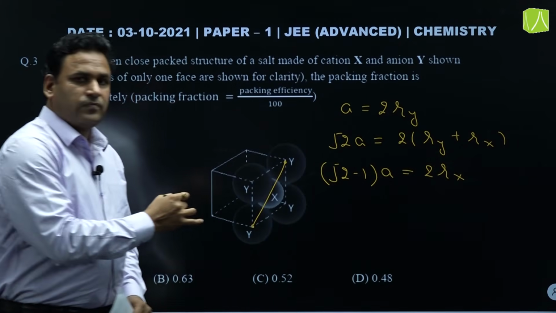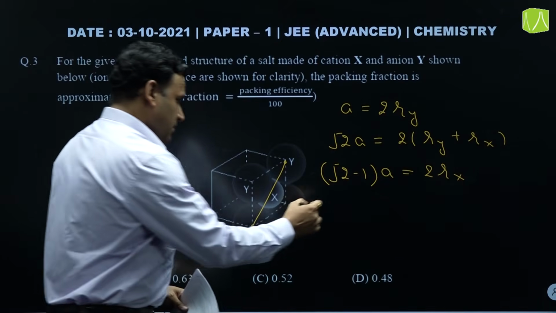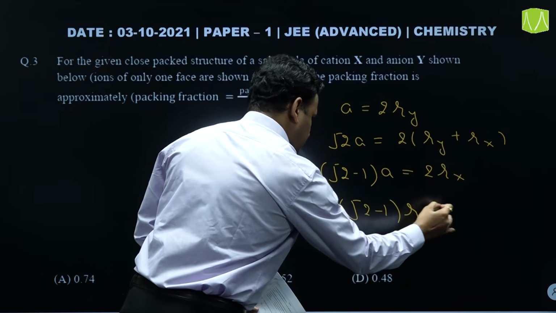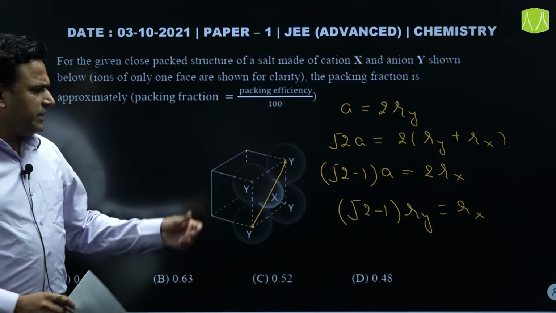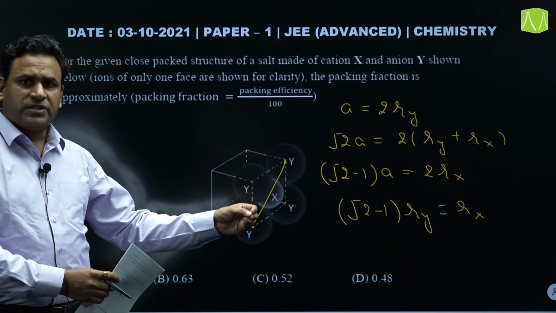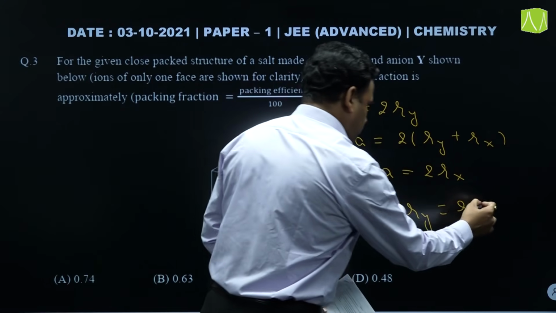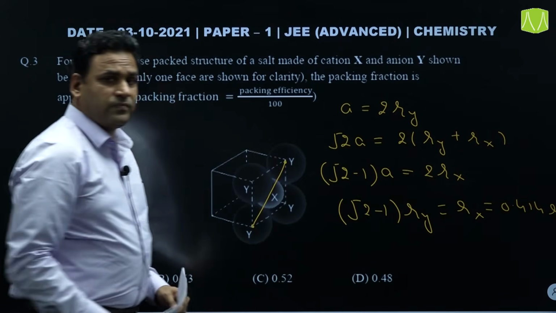X and A is equal to 2 times radius of Y. So that way √2 minus 1 into radius of Y is equal to radius of X. And we already know that X is present in the, we can say, octahedral void and it's of fitting size. So that way radius of X is equal to 0.414 times radius of Y.